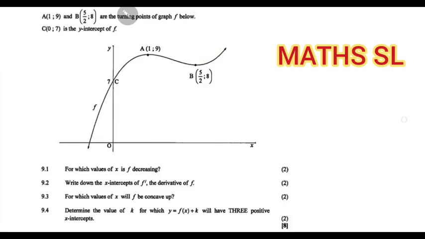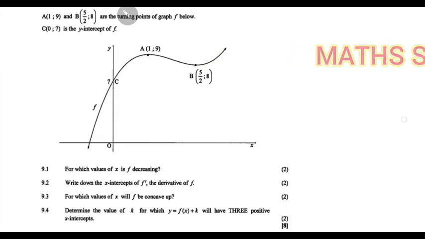I'm Saqib Latif. This is the DBE November 2024 question, a calculus cubic graph question. The coordinates of A (1, 9) and B (5/2, 8) are the turning points of graph f below. C is the y-intercept of f. These are the two turning points.